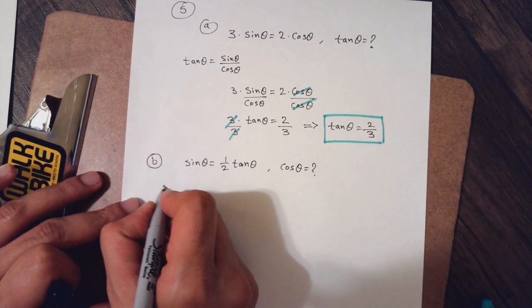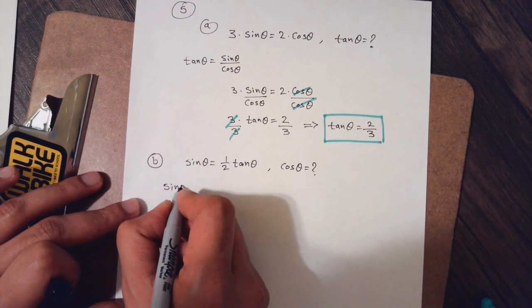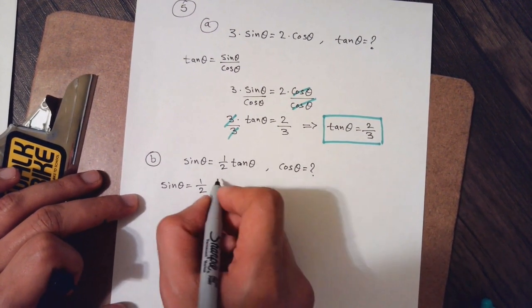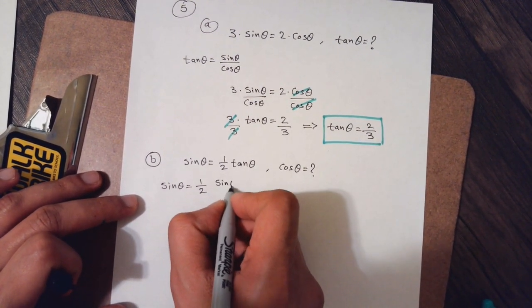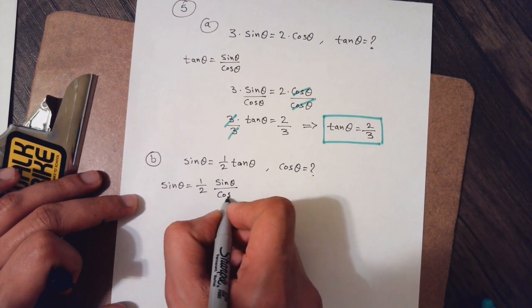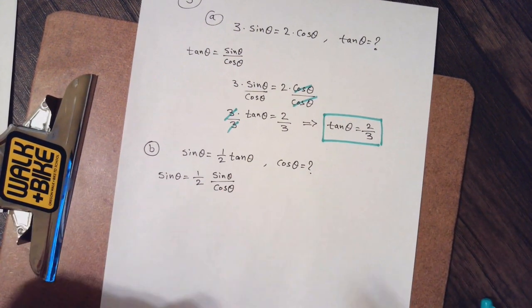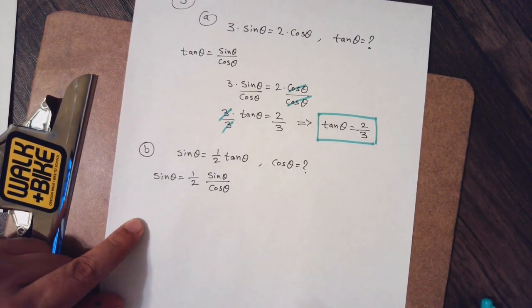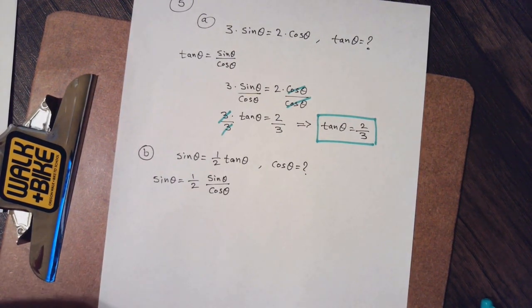So what I'm saying is sine theta equals half of tan theta, which is sine theta divided by cosine theta. Okay, so now you have sine and sine on both sides, which you can cancel, and cosine theta you can move to the other side. So you divide both sides by sine theta, what do you get?